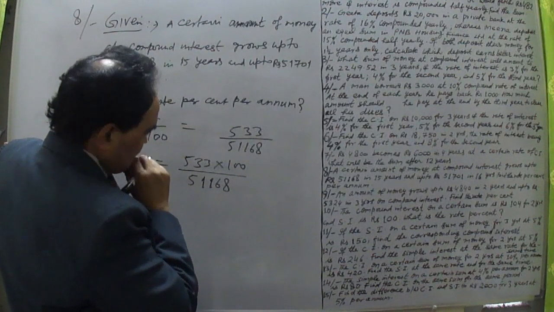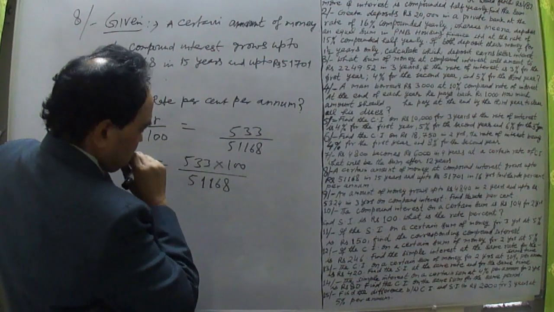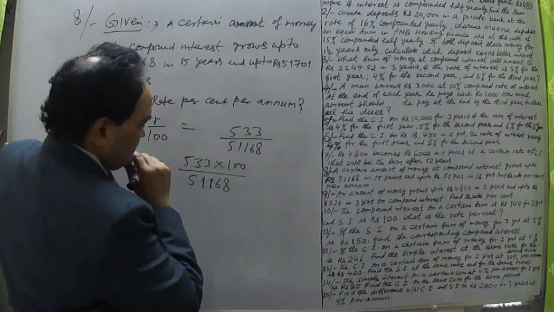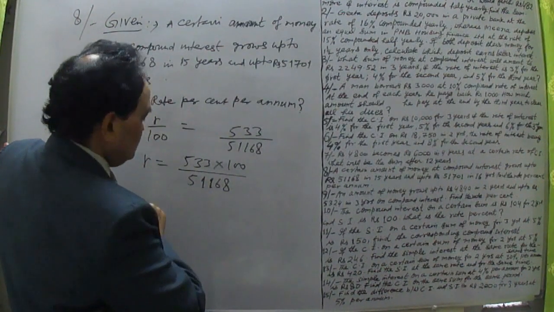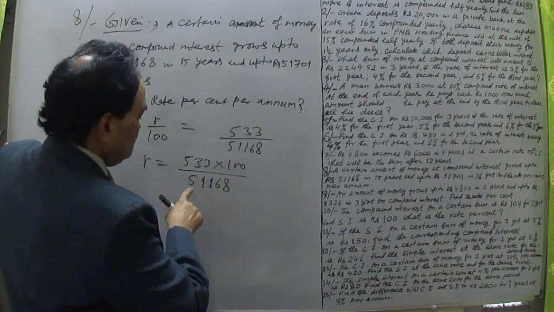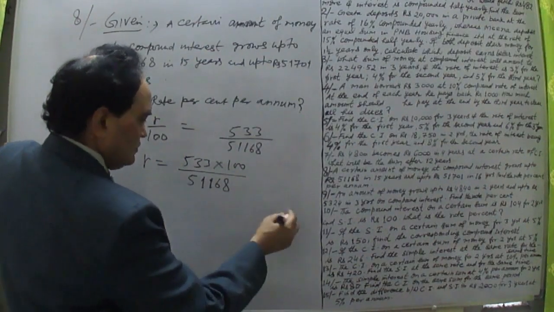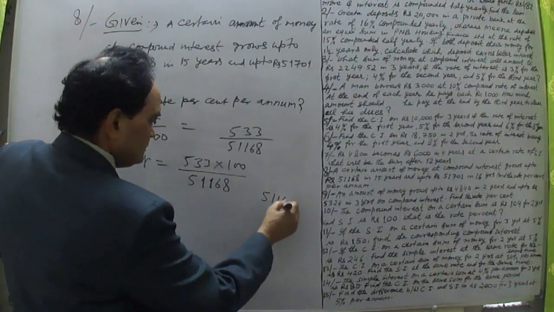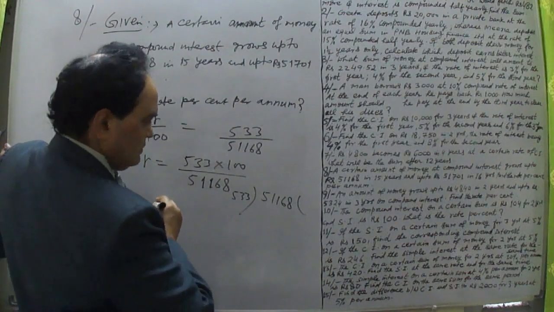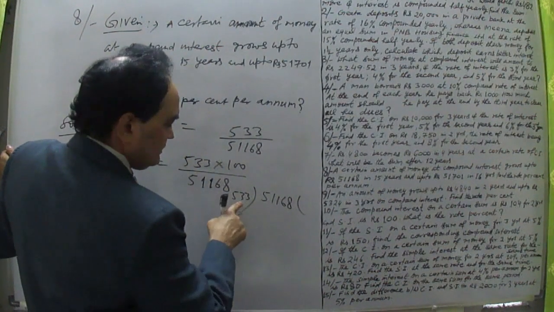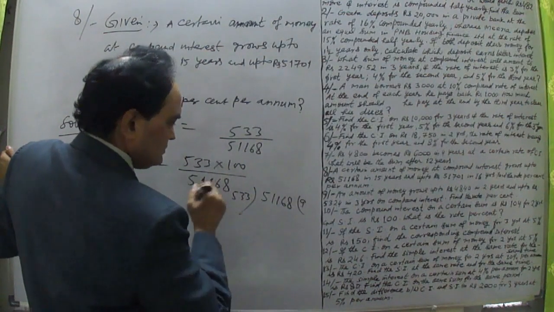Now let me cancel out this by some values. It is divisible by 13. Yeah, by 13 it is divisible. 13 ones are 13, 338 below. But in the denominator, 31 may be divisible. So let me write here 51,168 divided by 533. Okay, so let me take it 9 times, because 10 times it is 5,300. 9 times it will be something.